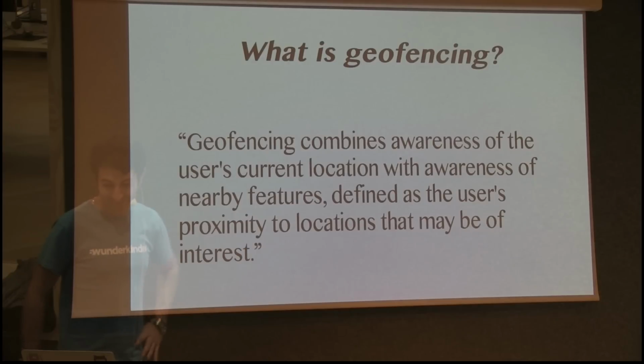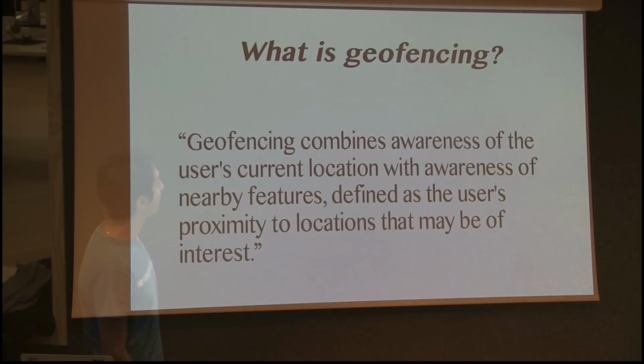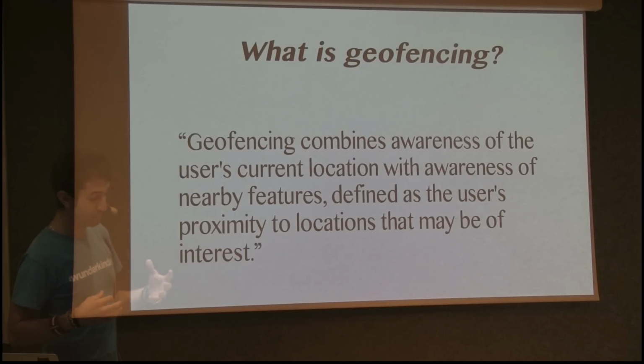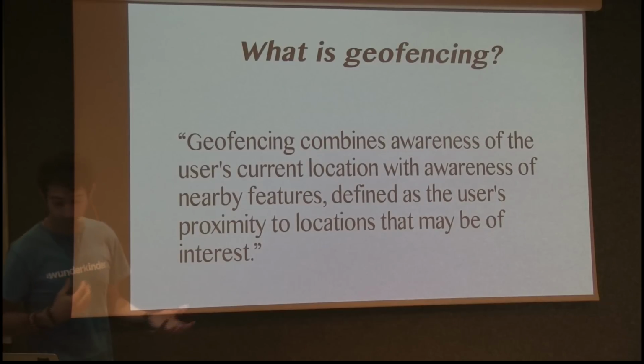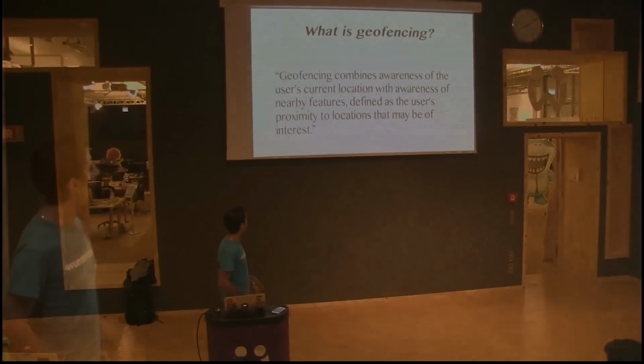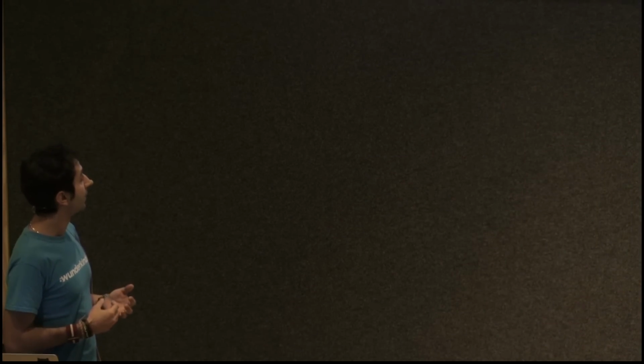What is geofencing? Geofencing is an API that Google released this year at Google I/O. It's a way to combine your location to create an area defined by latitude, longitude, and a radius. When you enter or exit this area, you get an intent, and then you can do a lot of stuff with this.